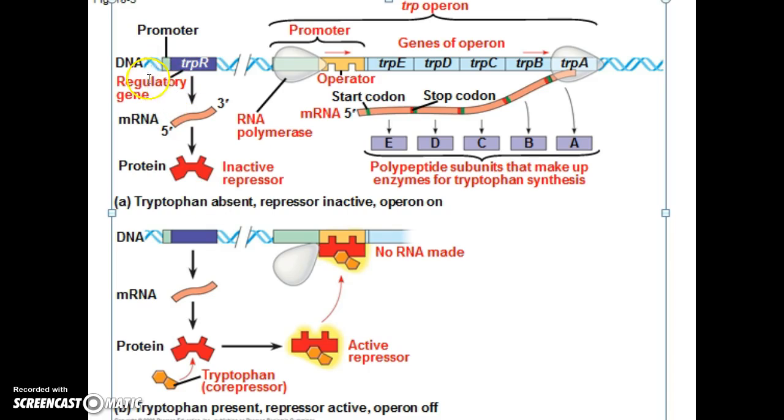Now these distal regulatory genes away from the operon are always active, but right here they have no function. That's because this repressor needs its co-repressor, it needs tryptophan. So if tryptophan is present, this regulatory gene can, in conjunction with tryptophan, activate a repressor. A repressor will bind to the promoter, and this blockage will prevent RNA polymerase from binding to the promoter to begin with, and then no transcription of tryptophan can be made.